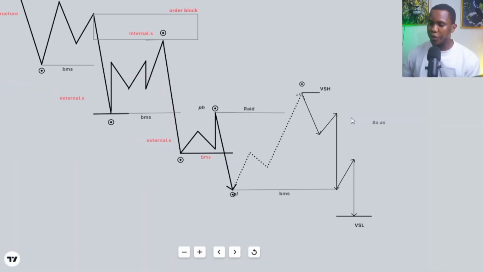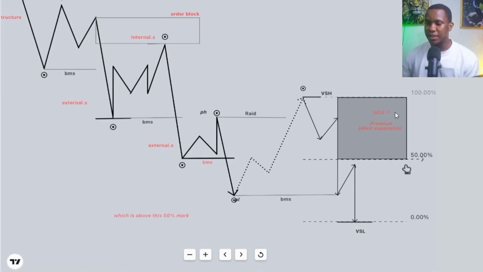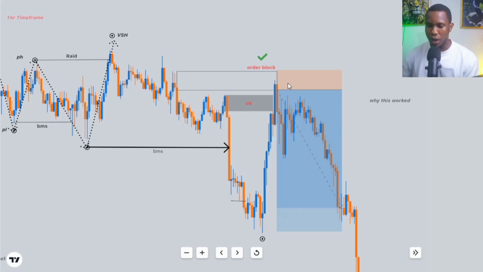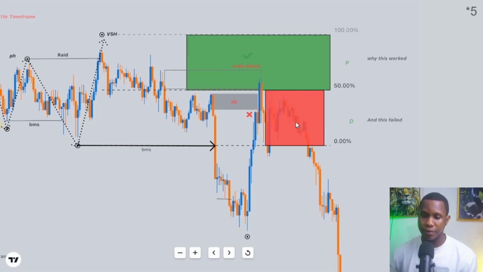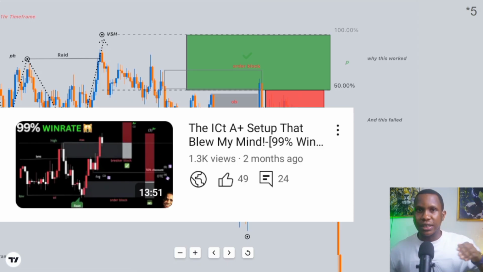So we have this example here. If you want to sell, the most expensive level or the premium level is above this 50% zone, and that is why this worked and this failed, guys. And this is the premium zone. Watch the ICT A+ checklist to understand this more.